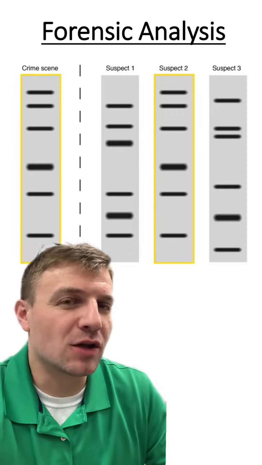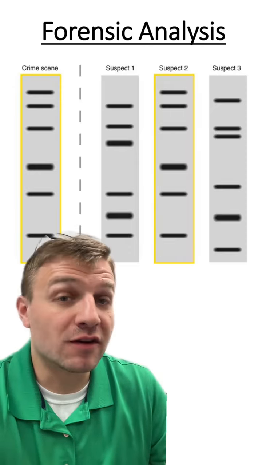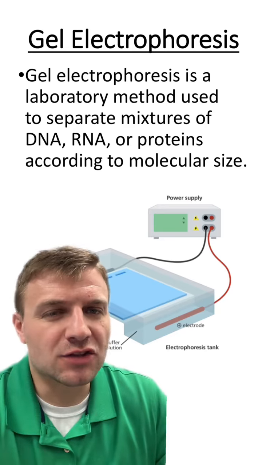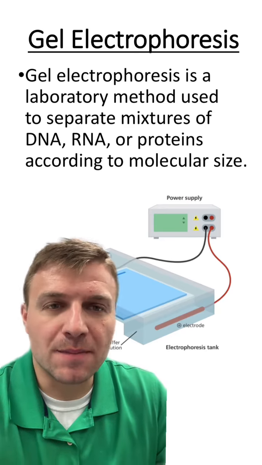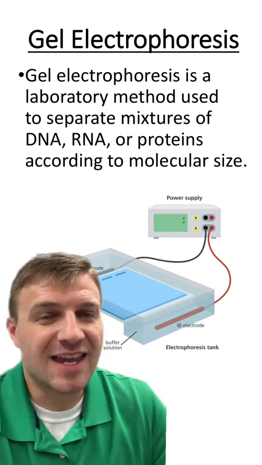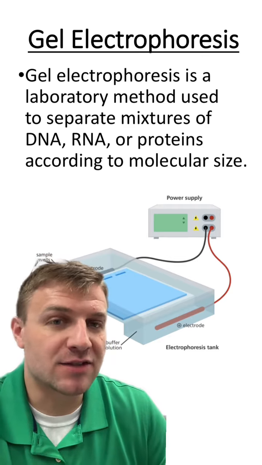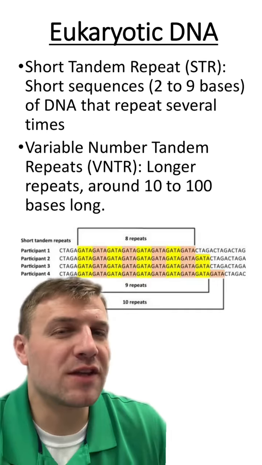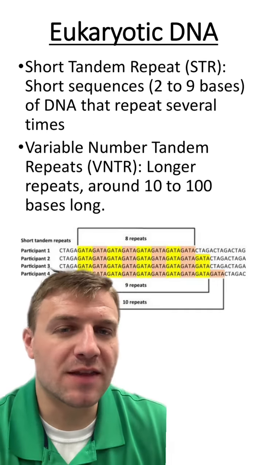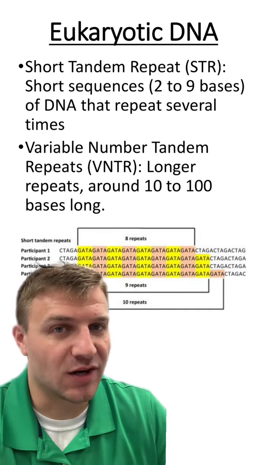Let's talk about something called genetic fingerprinting, which is used in the field of forensics. Remember that gel electrophoresis is a machine that we're going to use to separate fragments of DNA. And these machines separate this DNA based on their molecular size. Within eukaryotic DNA, we can separate things called STRs and VNTRs.